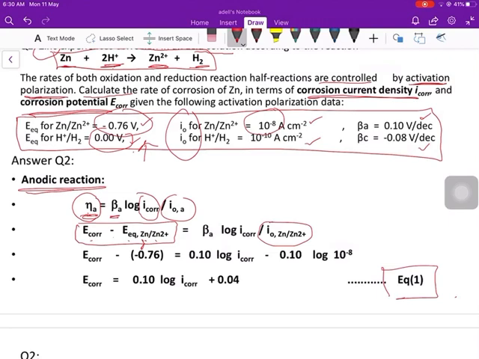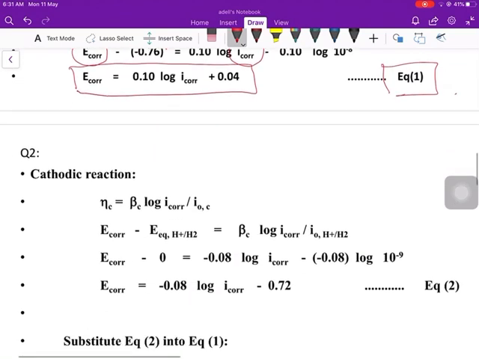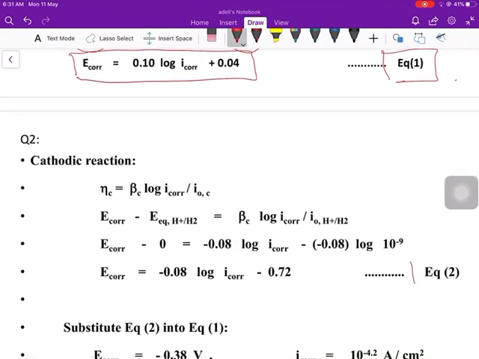If this is not given, you just get it from the standard reduction potential in the table, the electromotive force series. This is unknown, and this is also unknown at the moment. This is given, this is also given, and beta A is also given, 0.10. So you can derive equation 1 for the anodic process.